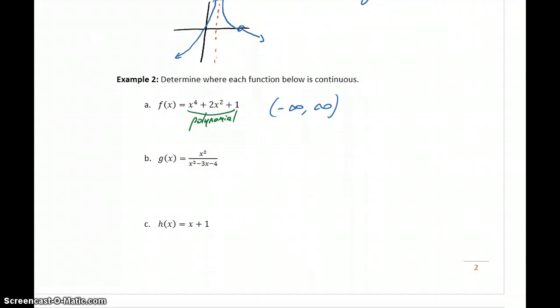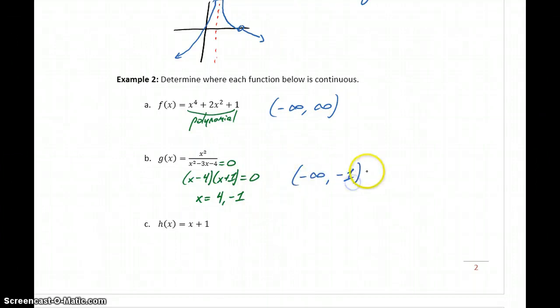In part B, now we've got a rational function. So we need to take that denominator, set it equal to 0, to find any points where our function would be undefined. So we could factor this as x minus 4 times x plus 1. Setting that equal to 0 would give us points of discontinuity at positive 4 and negative 1. So our function will be continuous on negative infinity to negative 1, union negative 1 to 4, union 4 to infinity.